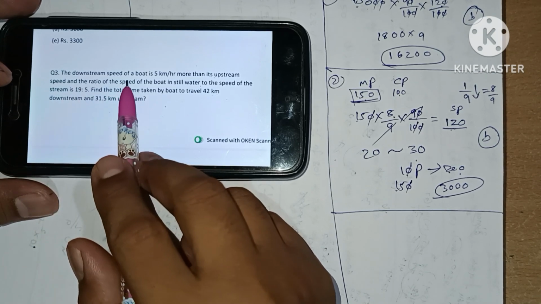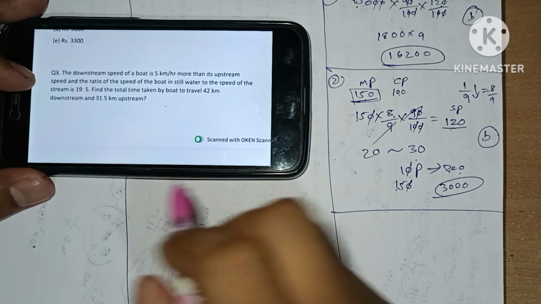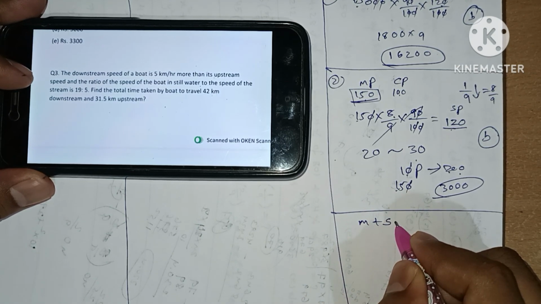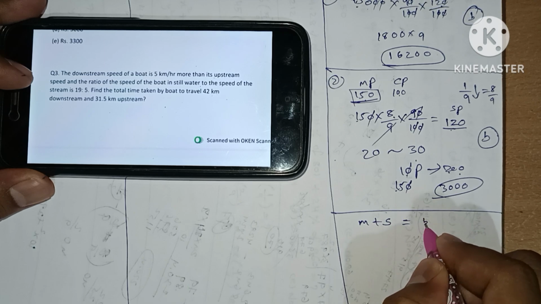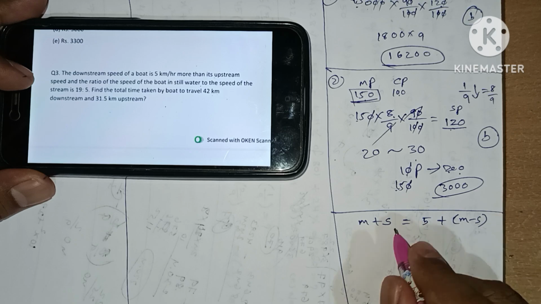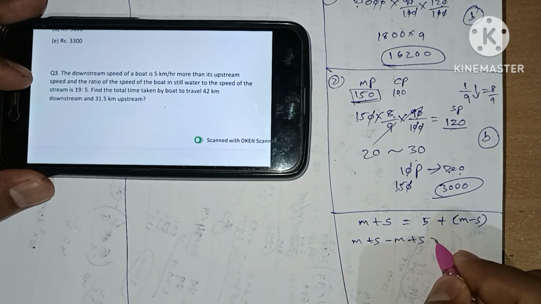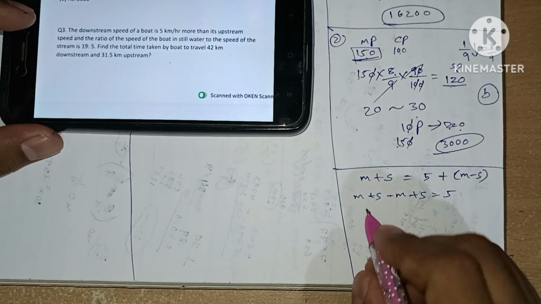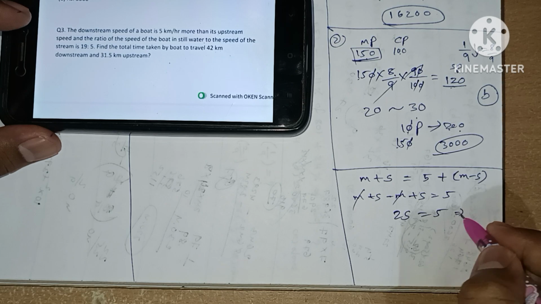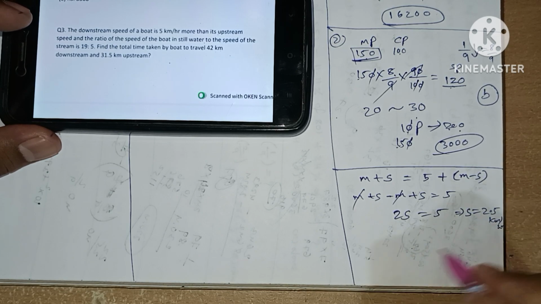The downstream speed of a boat is 5 kilometers per hour more than its upstream speed. So given that M plus S speed is 5 kilometers per hour more than upstream speed M minus S. This comes to M plus S minus M plus S equals 5. What we have cancels, so we are left with 2S equals 5. So S will be 2.5 kilometers per hour. So we got the speed of the stream.